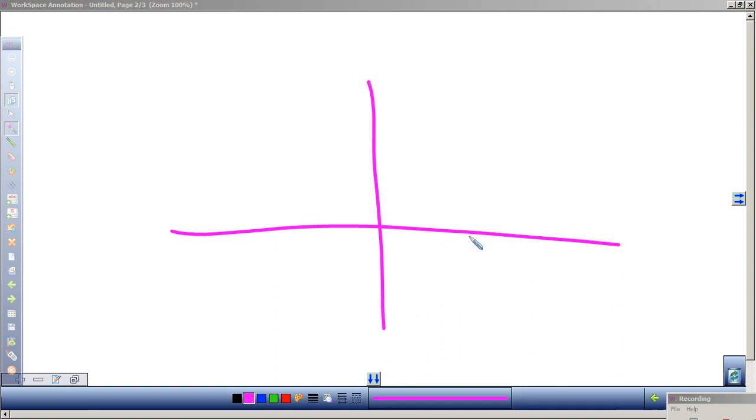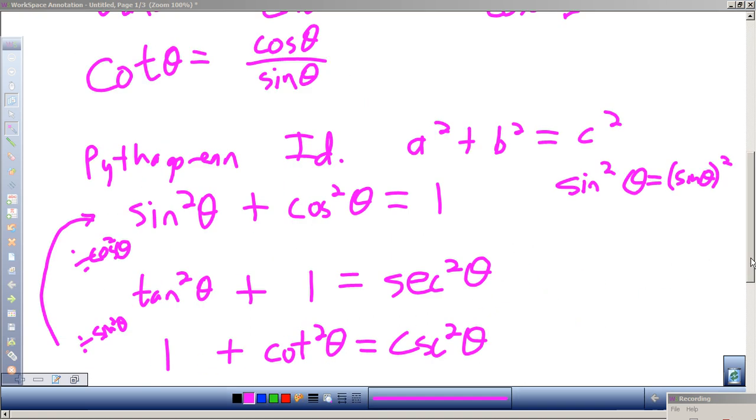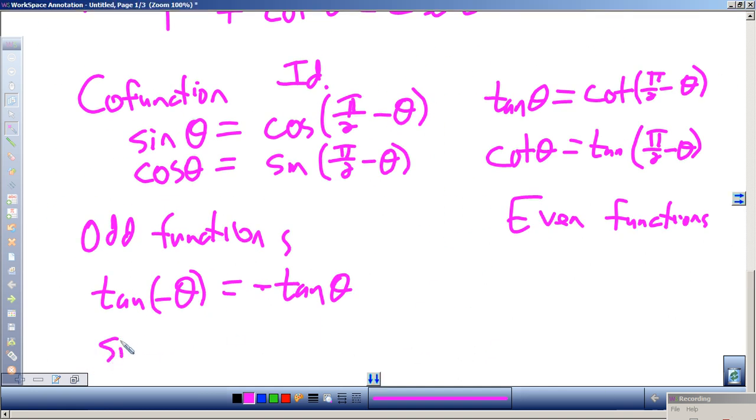Where does sine start? 0. So sine does this. Is this going to be odd or even or neither? Like if you look at it upside down, is it going to look the same or different? Same, which means what is it? Odd. So over here, sine of negative theta is equal to negative sine of theta.